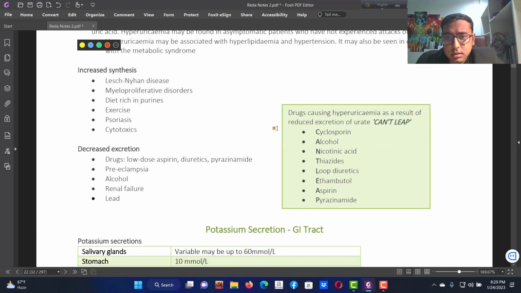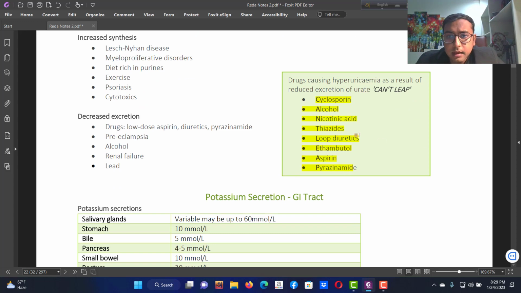Hyperuricemia. So just remember what are the causes of hyperuricemia. That is cyclosporine, alcohol, nicotinic acid, and the thiazides, I hope so. Loop diuretics, aspirin, pyrazinamide.